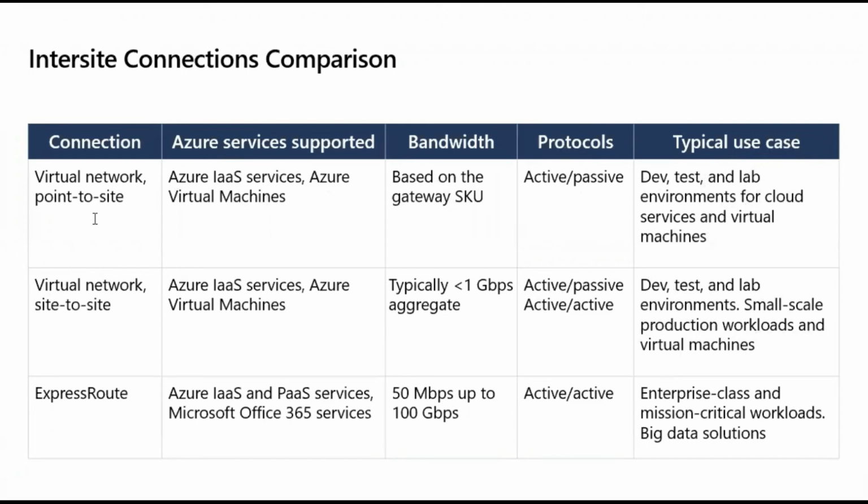So you can see that point to site is like a remote access VPN. Many people are accessing the resources in the cloud. That's point to site. And this is site to site, one office to another office. And ExpressRoute: Azure infrastructure as a service and platform as a service, Microsoft Office 365 services. Bandwidth 50 Mbps to 100 Gbps. Active, active, enterprise class and mission critical workloads, big data solutions. For those purposes, we can use ExpressRoute. So these are the connectivity types we have.